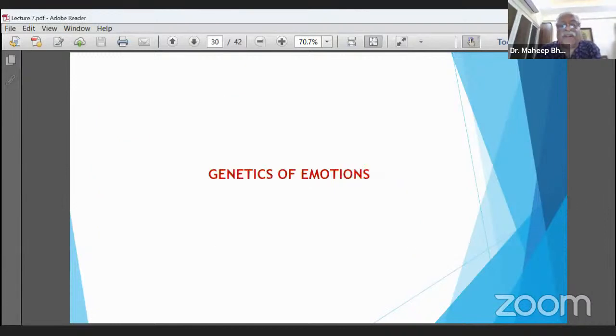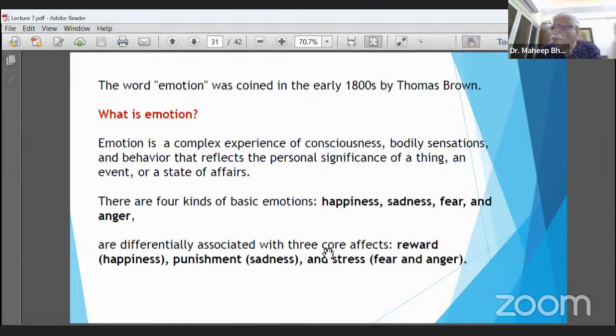The third part is the genetics of emotions. Very briefly, I will explain about this.